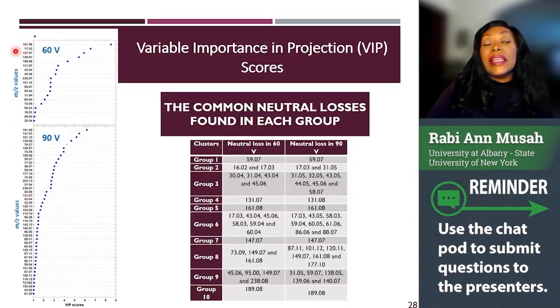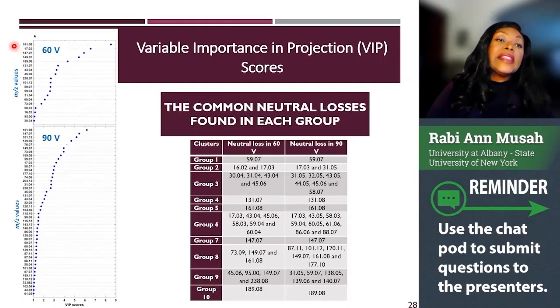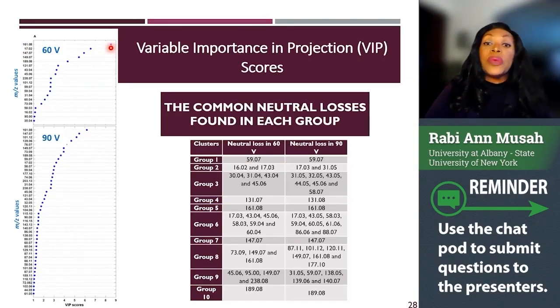So essentially what this is telling us, for example, for the 60 volt data, is that if you have m/z 161, it has a very high VIP score, which means it is heavily weighted in enabling discrimination between classes. And it happens, if you look at this table, to be very important in distinguishing group 5 from other classes. And so the m/z values that you see in this table are for the discrimination of the different classes that you see here. So for example, for group 10, 189 is an important mass, and for group 7, 147 is important.